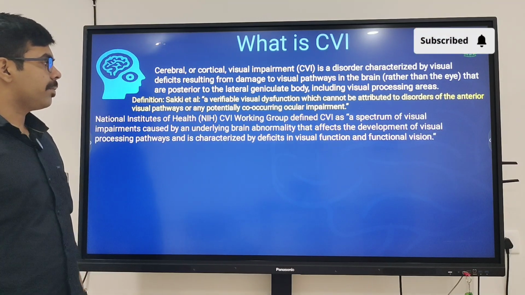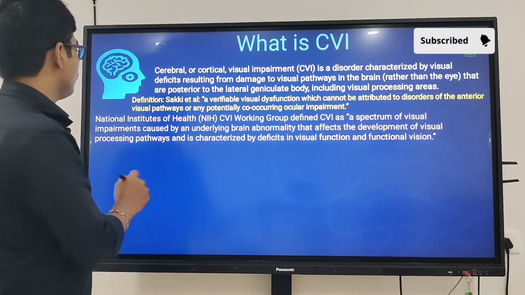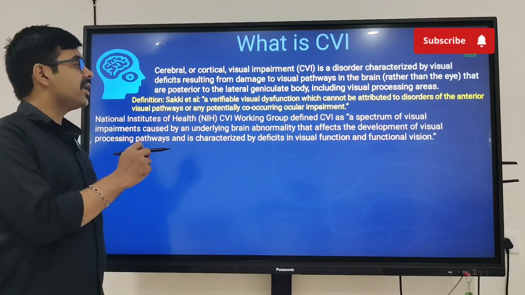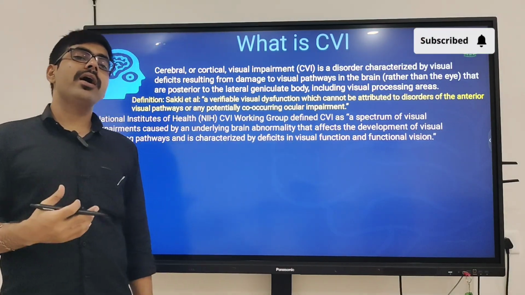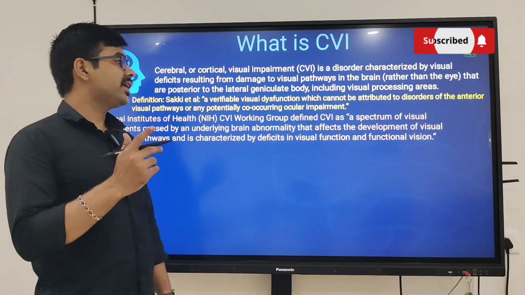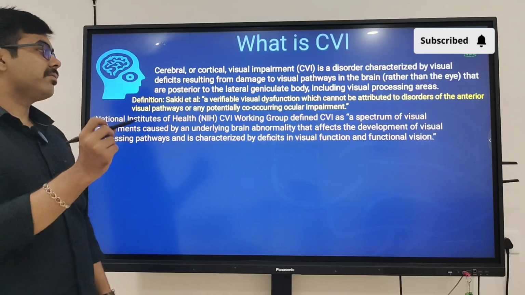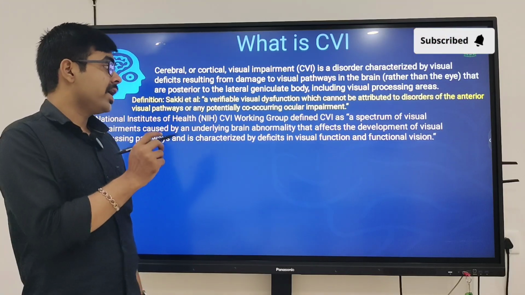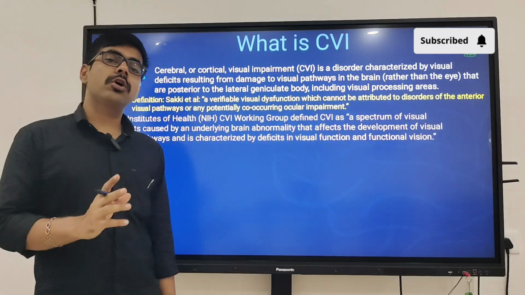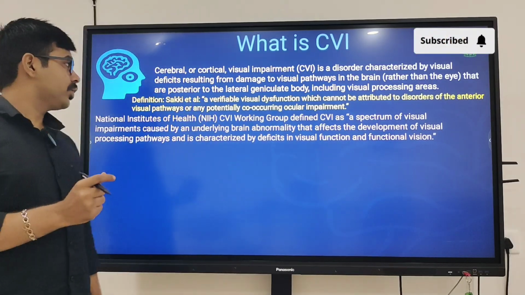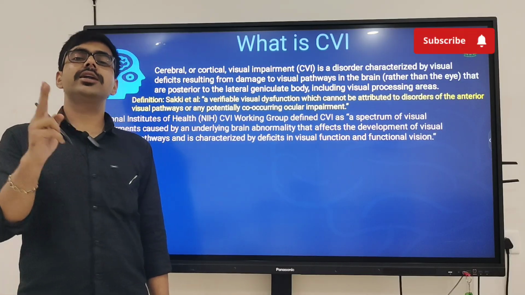The National Institute of Health CVI working group defined CVI as a spectrum of visual impairment caused by underlying brain abnormalities. So it is telling that cerebral visual impairment happens due to underlying abnormalities that affect the development of the visual processing pathway, and there will be a deficit in visual function and functional vision. So there are two terminologies according to the National Institute of Health: one is visual function and second is functional vision.